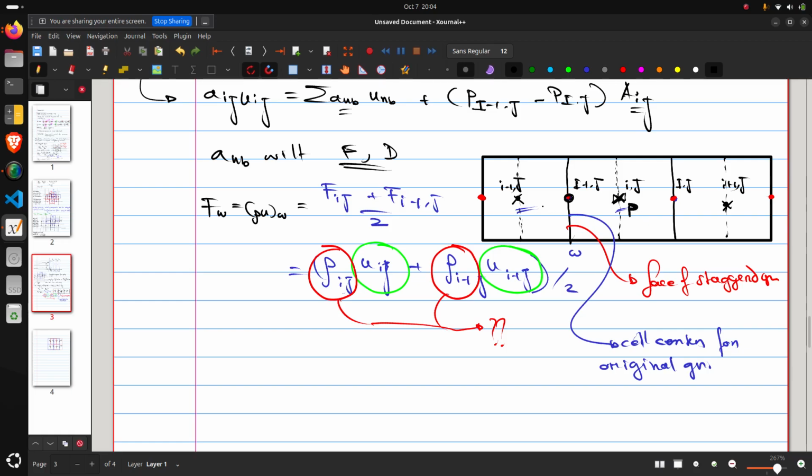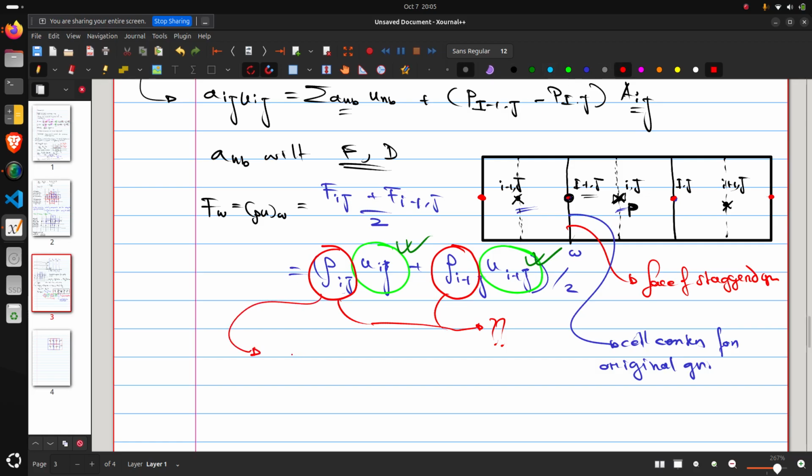Now, this is small i capital J, and we want the values at this point. We do not have the density at small i capital J, but we have the densities at capital I minus 1 capital J and capital I capital J. So what we can do is take an average of them. These values we know, u small i capital J, u small i minus 1 capital J. It's actually not correct to say we know; we store the values there, so they are available.